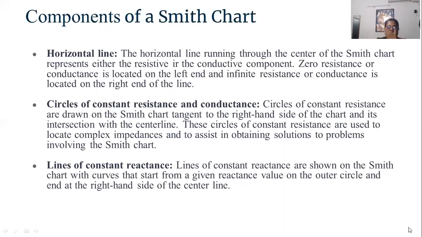Circles of constant resistance and conductance. Circles of constant resistance are drawn on the Smith chart tangent to the right hand side of the chart and its intersection with the center line. These circles of constant resistance are used to locate complex impedances and to assist in obtaining solutions to problems involving the Smith chart. Now, the lines of constant reactance.